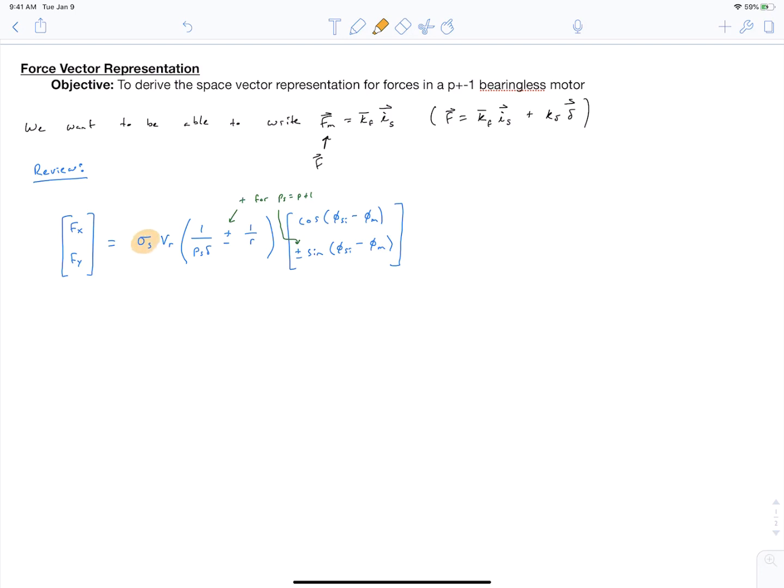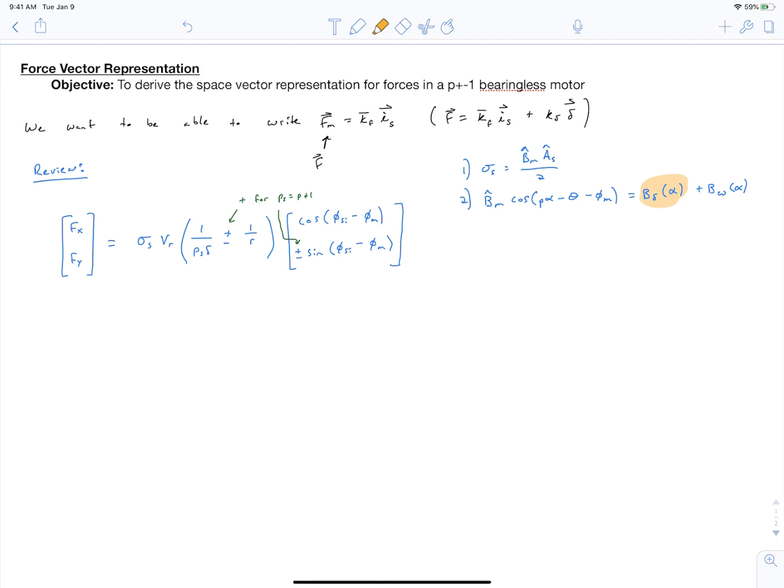We have this quantity sigma s, which we had written in terms of our magnetic and electric loading. And actually, as you see it right now, we have our electric loading, but then we have this quantity Bm hat, which was not precisely our magnetic loading. In fact, it came from the sum of our magnetic loading and our armature reaction. So here's our magnetic loading.